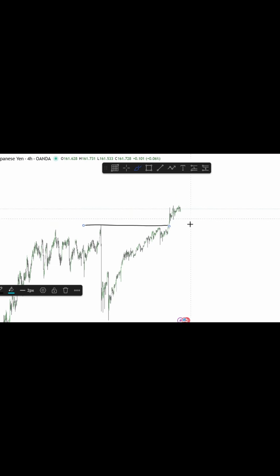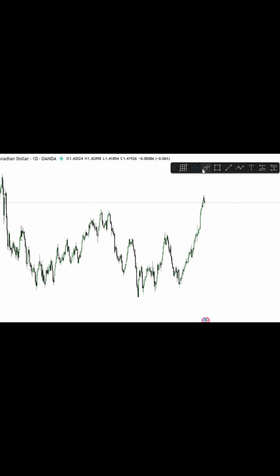Moving on to USD Yen, we can see on the 4-hour we've had our break of structure. We are trading at 161.728 at the time of recording. After the break of structure, I am anticipating that intervention. USD Yen's just not a pair I'm actively trading at the moment.